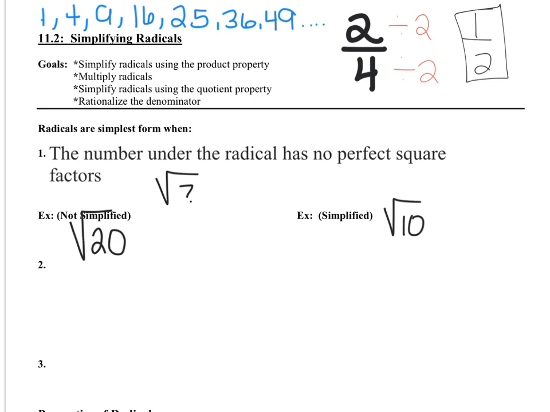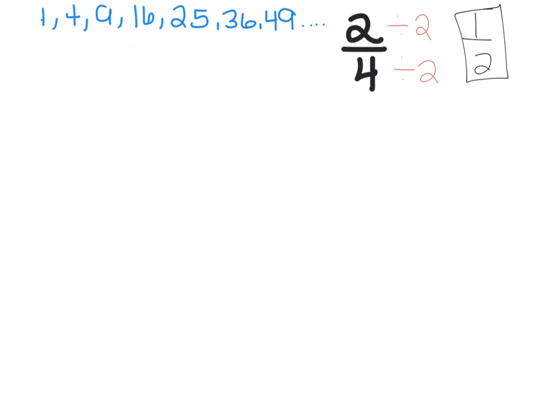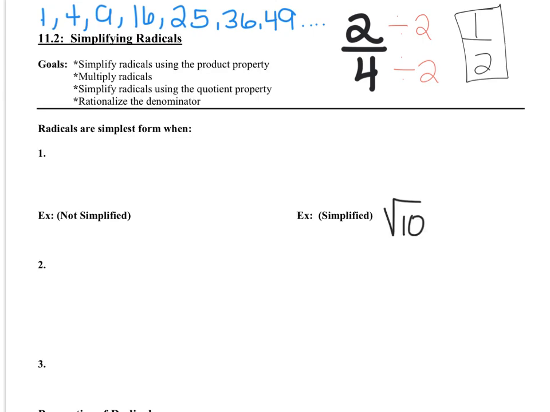So now in your notes, you're going to go back to the first page of your notes. So I'm just going to get rid of some of the stuff here. So we had already talked about the fact that radicals are not simplified if the number underneath the radical can be divided by a perfect square. So that's one thing that makes radicals not simplified.